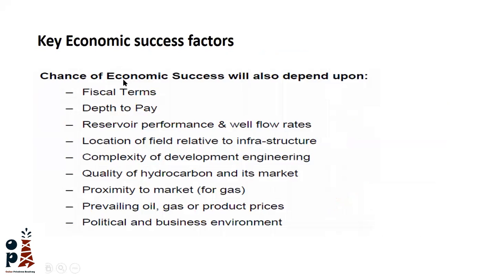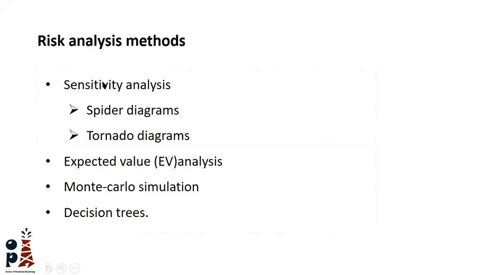So to have a successful project, you should have good physical terms. Depth to the reservoir should not be deep, and the reservoir performance too. The economics will depend on all these parameters. So how do we estimate risk? We have four ways to estimate risk. The first one is sensitivity analysis, and we show it by a spider diagram or tornado diagram. The second method is called expected value analysis. The third method is called Monte Carlo simulation, and finally we have what we call decision trees.